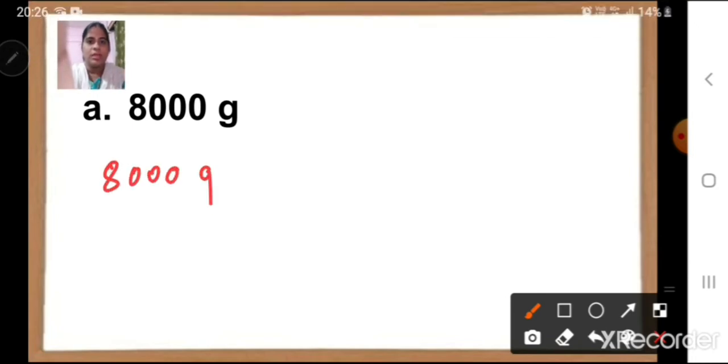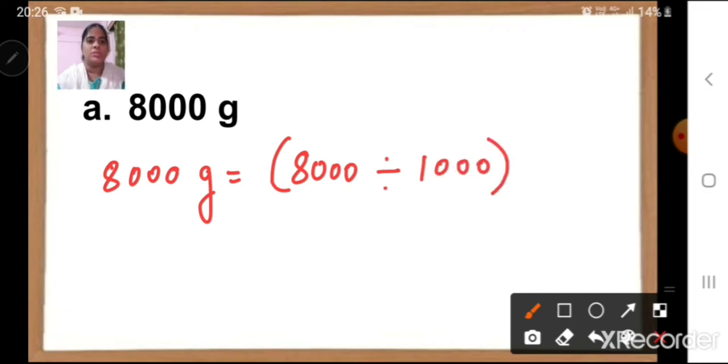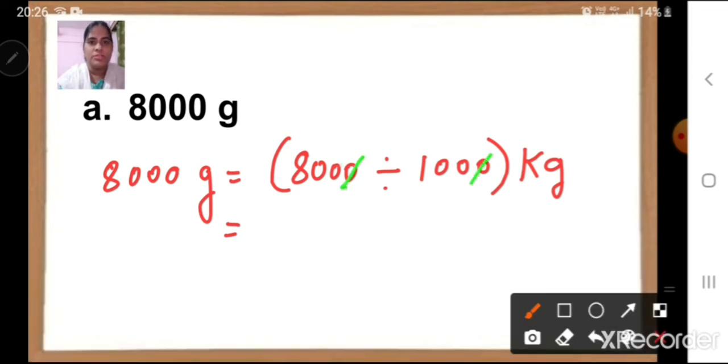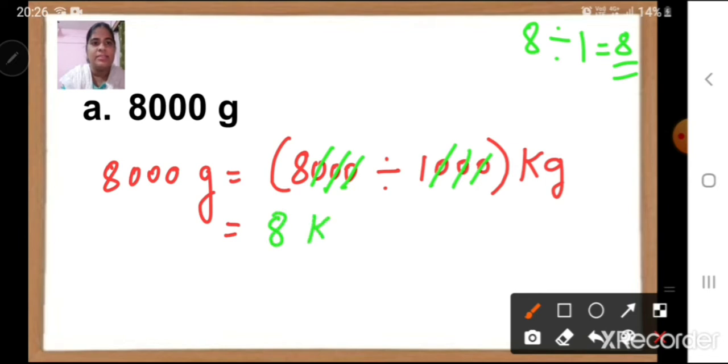8,000 grams is equal to 8,000 divided by 1,000 kilogram. Children, you can directly divide or you can use the cancellation method also. So here we can cut the number of zeros. Here 1 zero cut, this side 1 zero cut, here also 1 zero cut, and here also 1 zero cut. What is remaining? 8 divided by 1, which is equal to 8, correct? So answer is 8 kg. Okay, so 8,000 grams is equal to 8 kg.